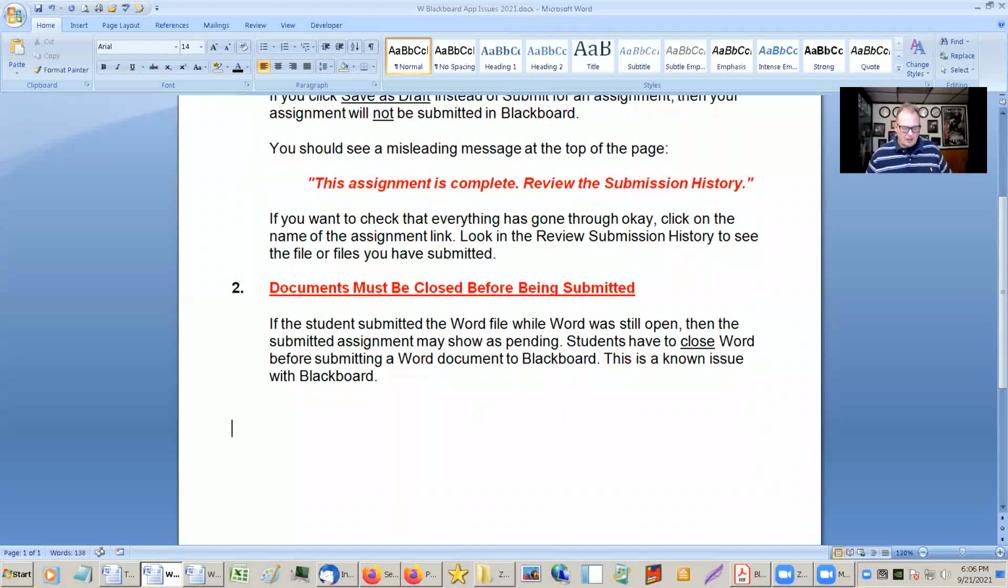I think I should put two other things in here. Blackboard. That's not how I spell it either. I'm just showing you different ways of not spelling Blackboard. Okay, Blackboard cannot read the Apple Pages files or the Windows zip files.